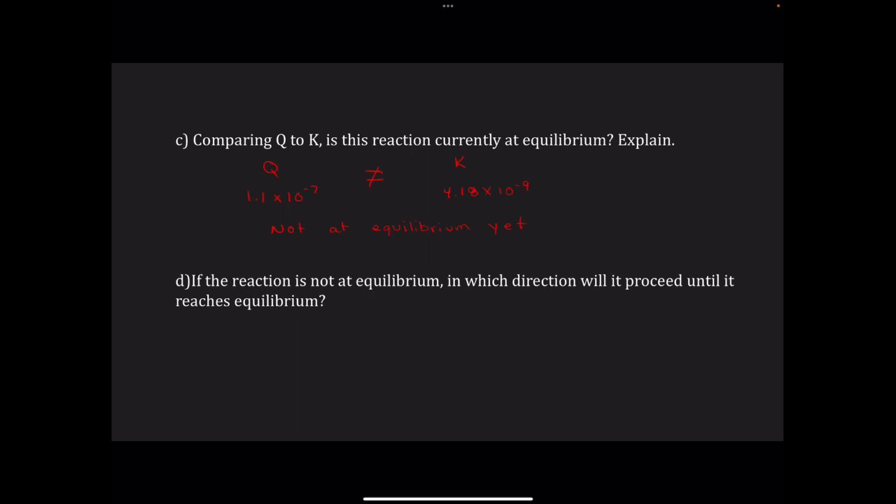And so we're looking to see, is Q greater than K or is Q less than K? Here, 1.1 times 10 to the negative 7th is greater than 4.18 times 10 to the negative 9th. So we said when that is the case, our reaction is going to proceed in the reverse direction. We have more products than what we should have at equilibrium. So before we reach equilibrium, we're going to find that the product concentrations go down and the reactant concentrations go up.